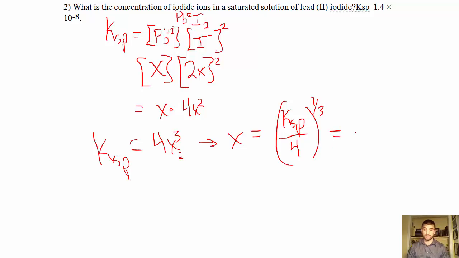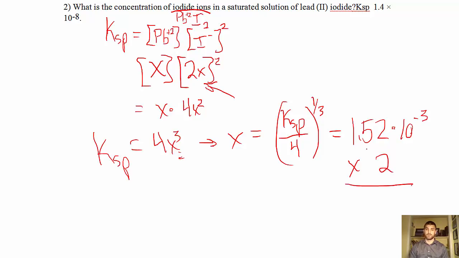So for that, I'm going to solve. I'm going to get x equals 1.52 times 10 to the minus 3, but I'm not done yet. I found the molar solubility, but it's asking what is the concentration of iodide ions. Now, the iodide ion concentration is 2 times the molar solubility because you get 2 iodide ions for each lead iodide. So we have to multiply that number by 2, because what we're really trying to find is 2x, not just x. So we multiply that by 2, and we get approximately 3.04 times 10 to the minus 3 as our molar concentration for iodide.